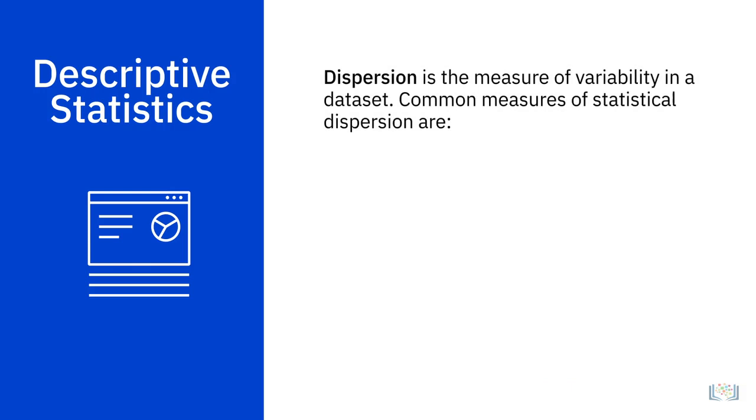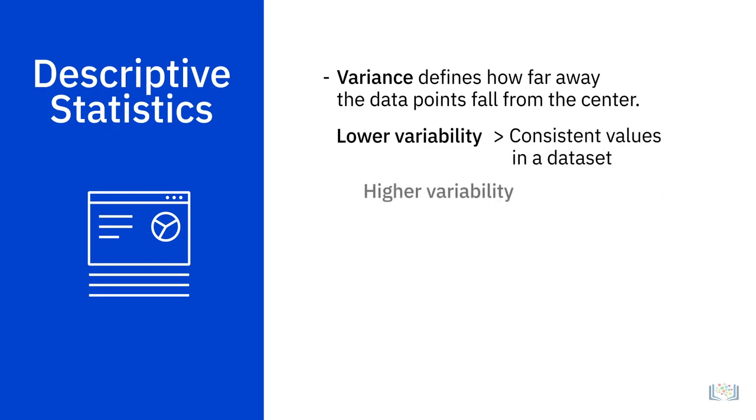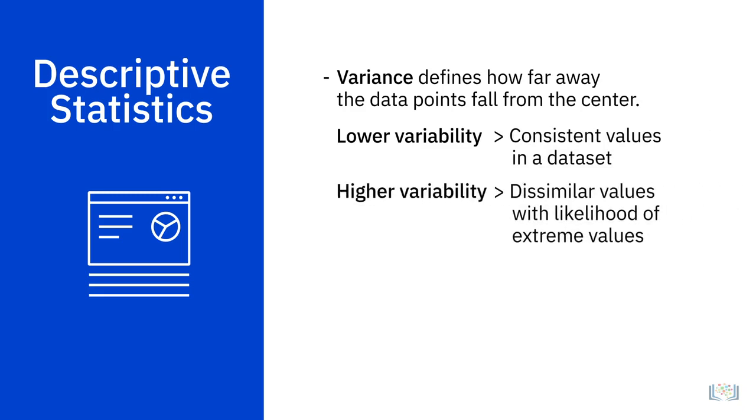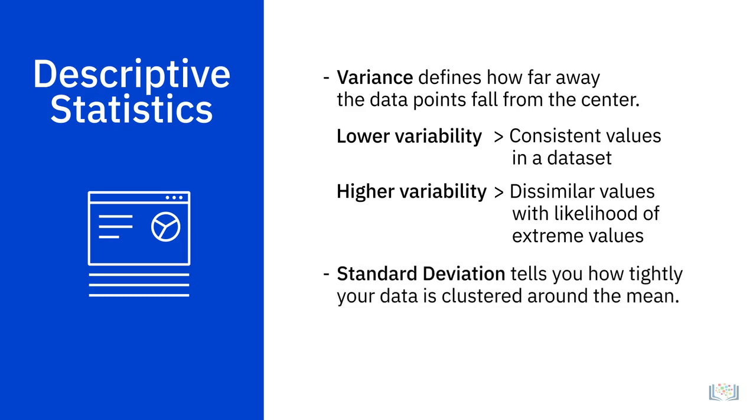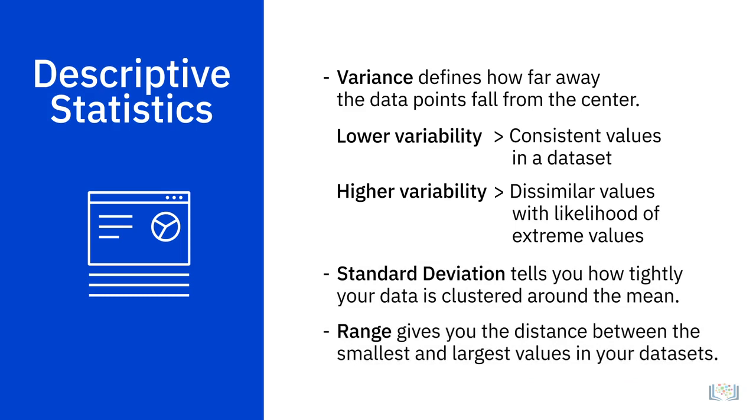Dispersion is the measure of variability in a dataset. Common measures of statistical dispersion are variance, standard deviation, and range. Variance defines how far away the data points fall from the center, that is, the distribution of values. When a distribution has lower variability, the values in a dataset are more consistent. However, when the variability is higher, the data points are more dissimilar, and extreme values become more likely. Understanding variability can help you grasp the likelihood of an event happening. Standard deviation tells you how tightly your data is clustered around the mean, and range gives you the distance between the smallest and largest values in your data sets.